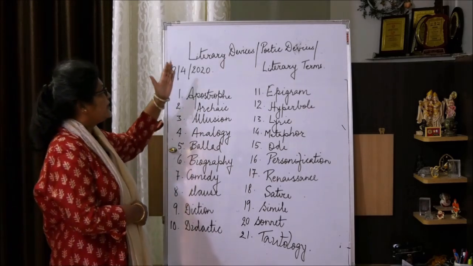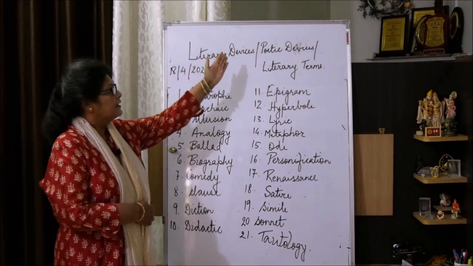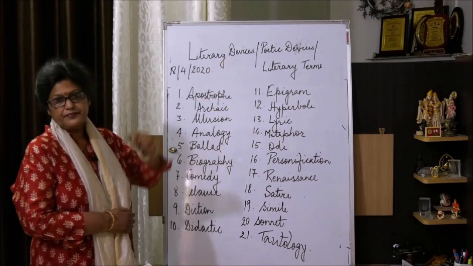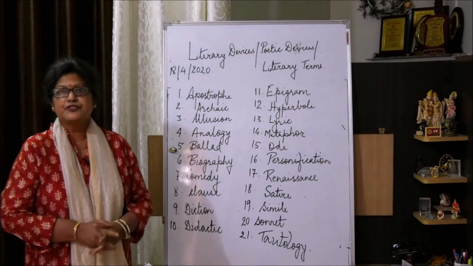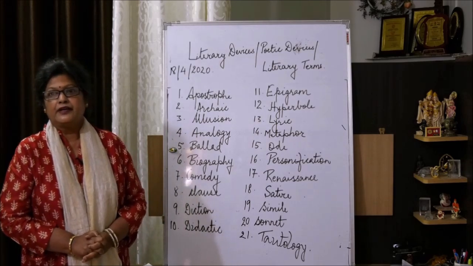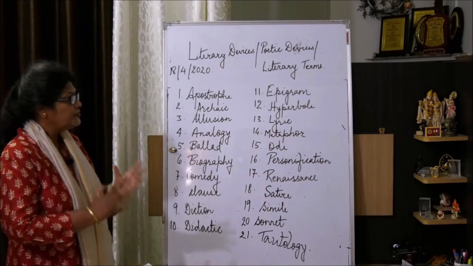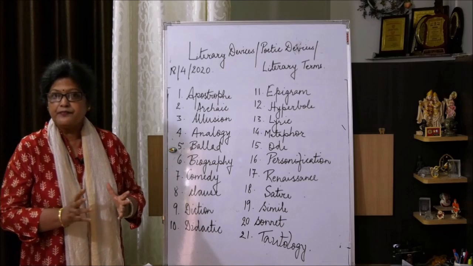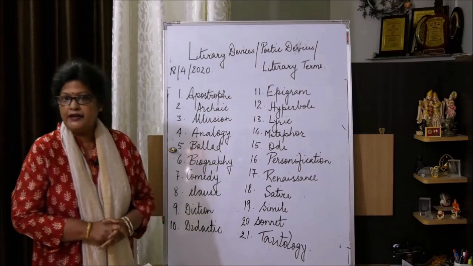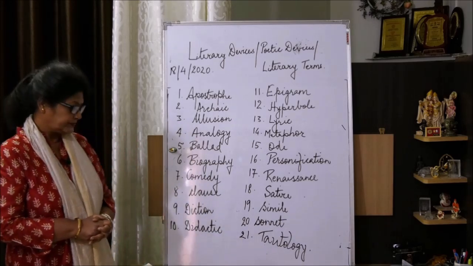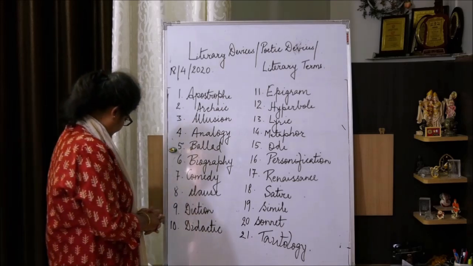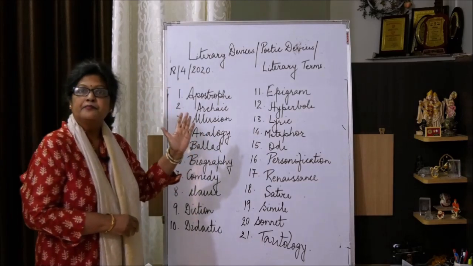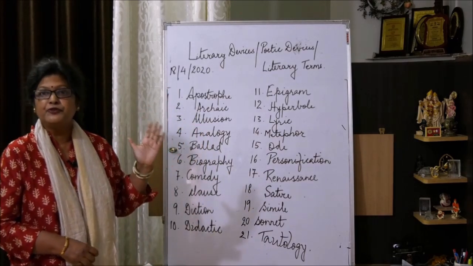They are also called literary devices, poetic devices, or literary terms. They are used for adorning the language. They are used for the beautification of the language. Without them, we cannot build the edifice of literature. These are the skills that make our literature very beautiful.